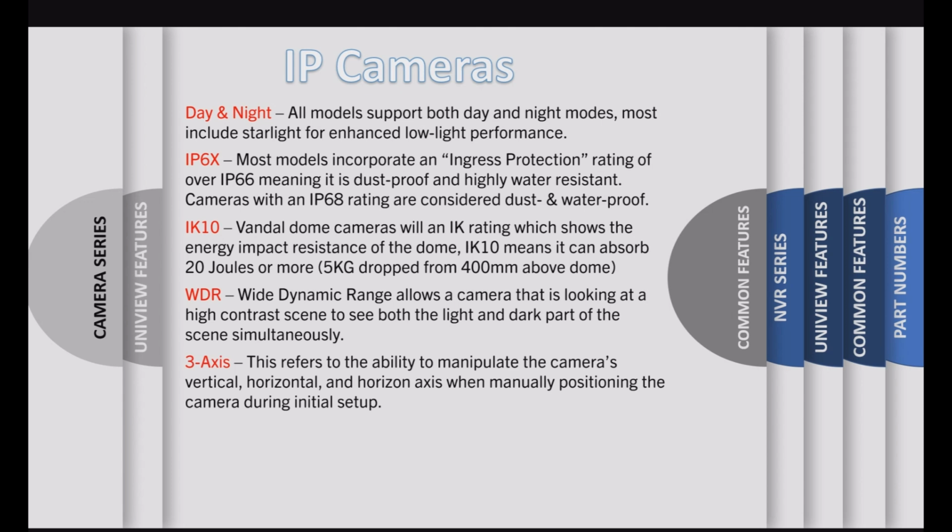3-axis is something that you see on a lot of cameras, and it really only relates to the installation of the camera. It means that you can adjust the camera vertically, horizontally, and adjust the horizon left and right, so that once you get a camera pointed in the general direction that you want, you can make sure that the camera appears even on the NVR.